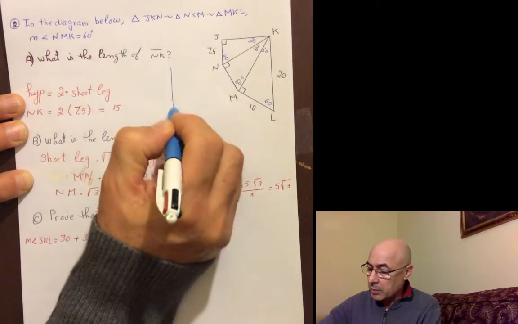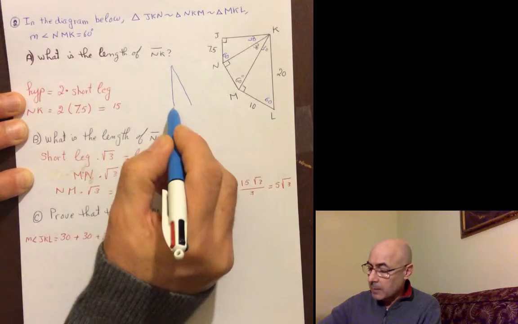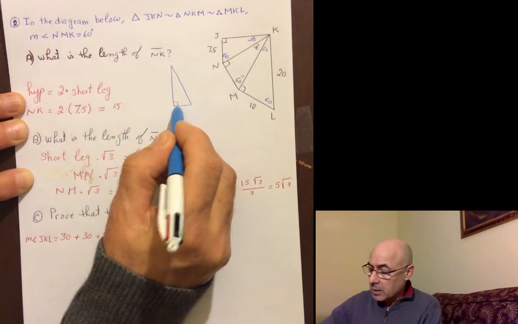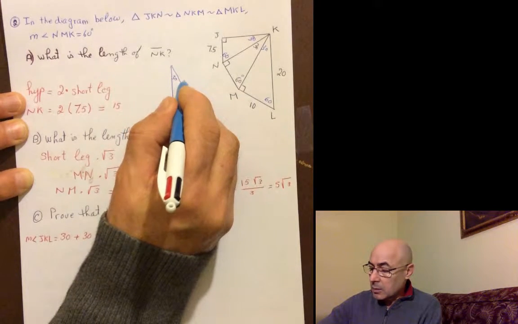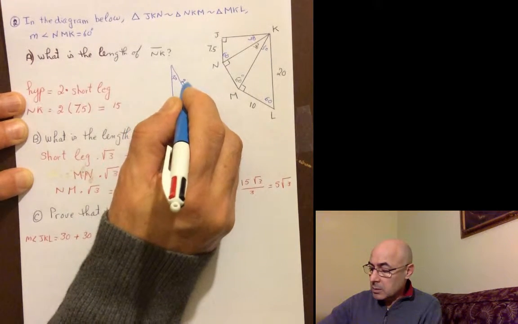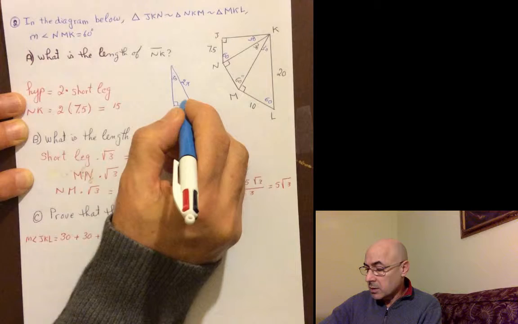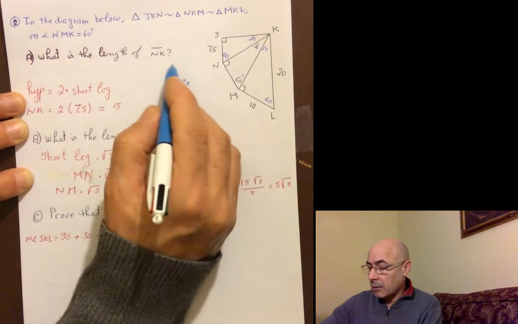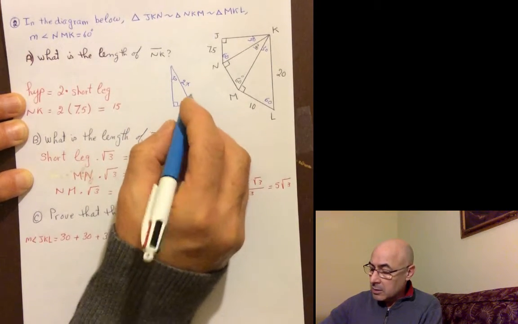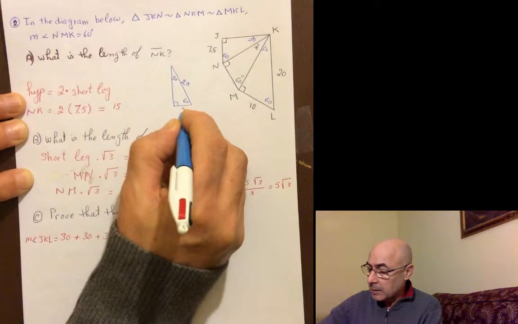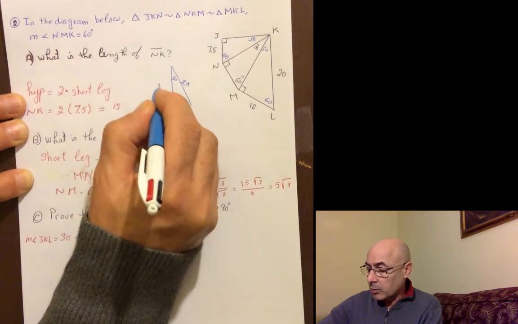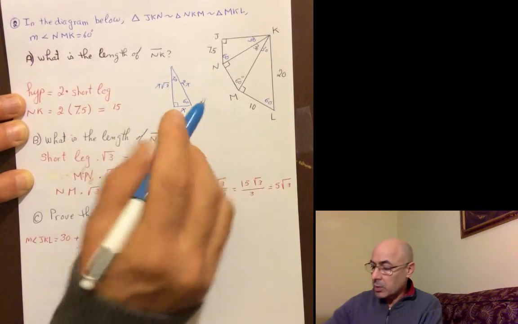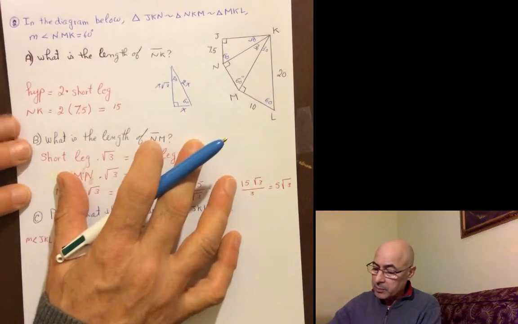If you remember, in the 30-60 triangle, that's 90, that's 30. Remember on this 30-60 triangle, we said before that the hypotenuse is double the short leg, and the long leg is similar to the short leg but multiplied by square root of 3. So we're going to be applying this on this problem.